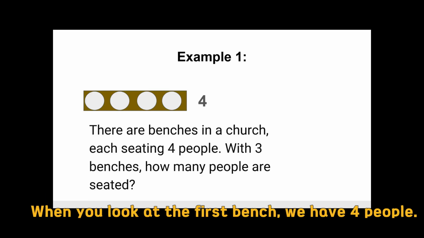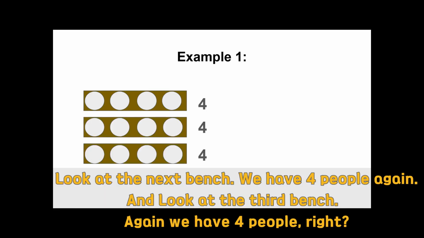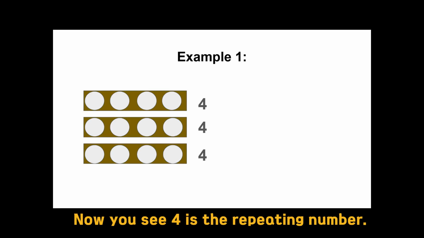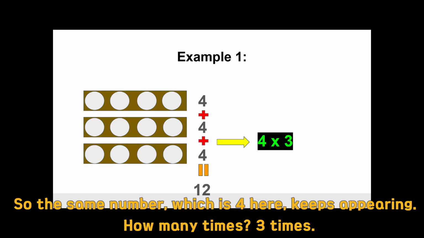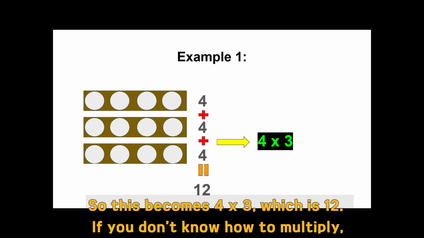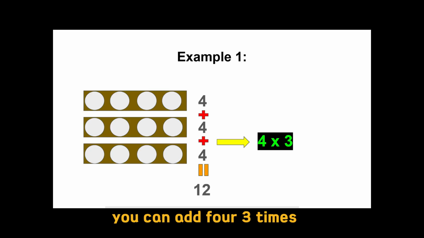When you look at the first bench, we have 4 people. Look at the next bench, we have 4 people again. And look at the third bench. Again, we have 4 people, right? Now you see 4 is the repeating number. So the same number, which is 4 here, keeps appearing. How many times? 3 times. So this becomes 4 times 3, which is 12. If you don't know how to multiply, you can add 4 3 times, or you can add 3 4 times.